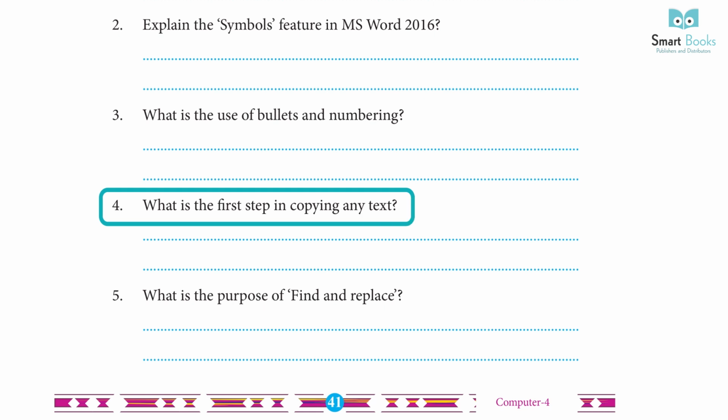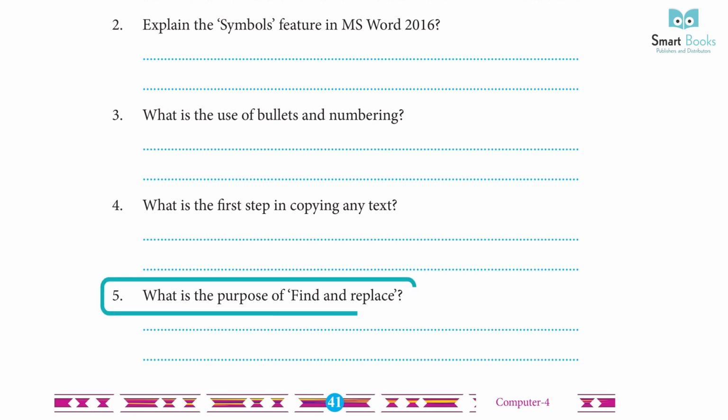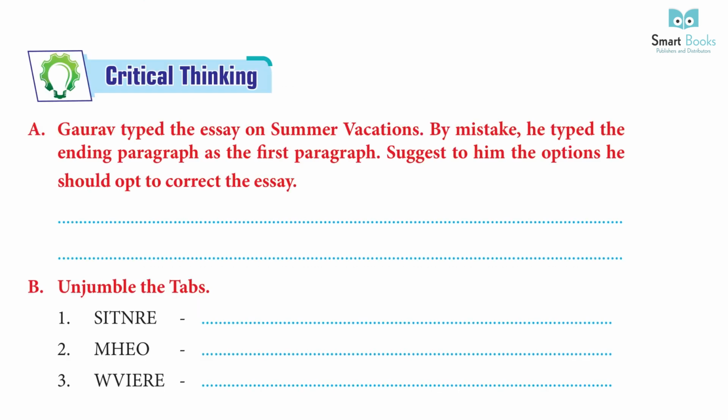4. What is the first step in copying any text? Answer: select the text you want to copy. 5. What is the purpose of find and replace? Answer: the find feature allows finding the word or particular text in the document, and the replace feature allows you to replace it with the corrected or another word.